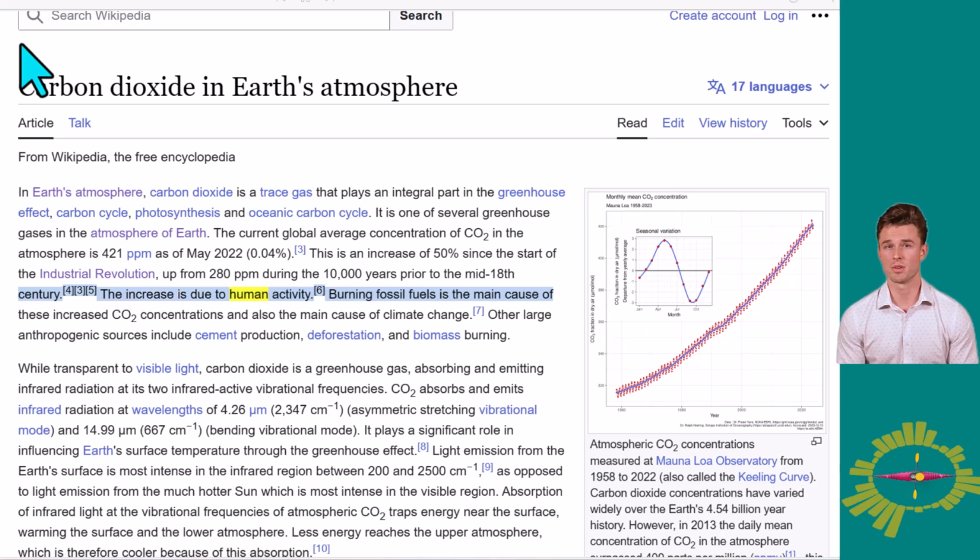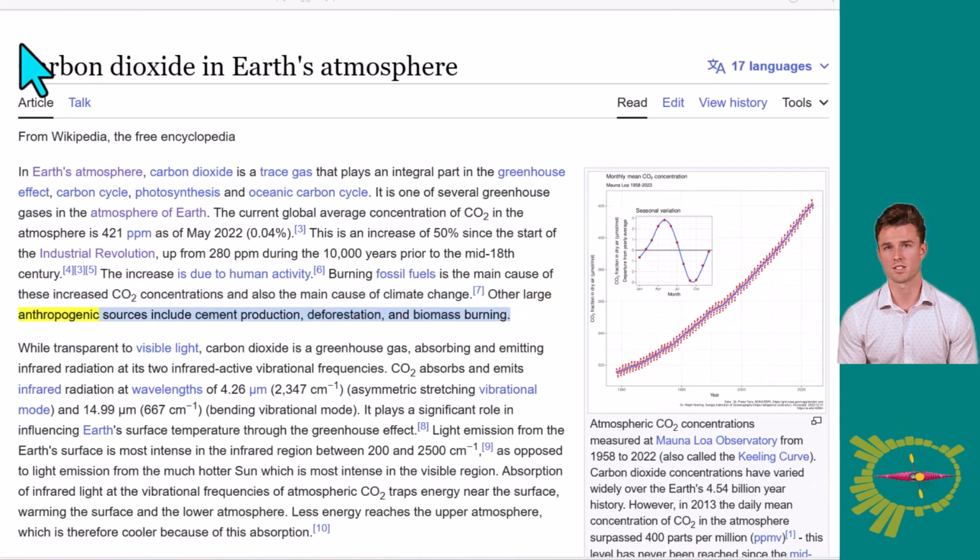The increase is due to human activity. Burning fossil fuels is the main cause of these increased CO2 concentrations and also the main cause of climate change. Other large anthropogenic sources include cement production, deforestation, and biomass burning.